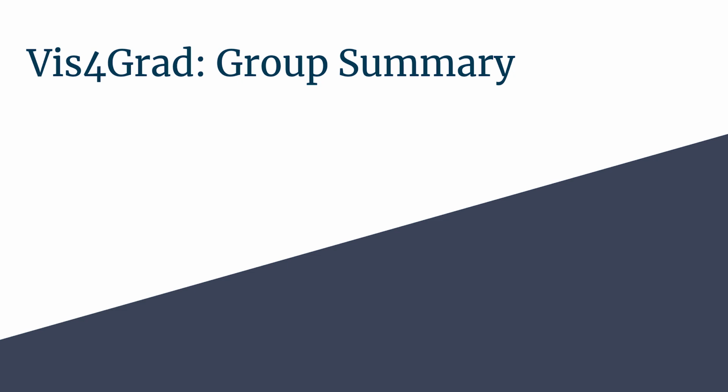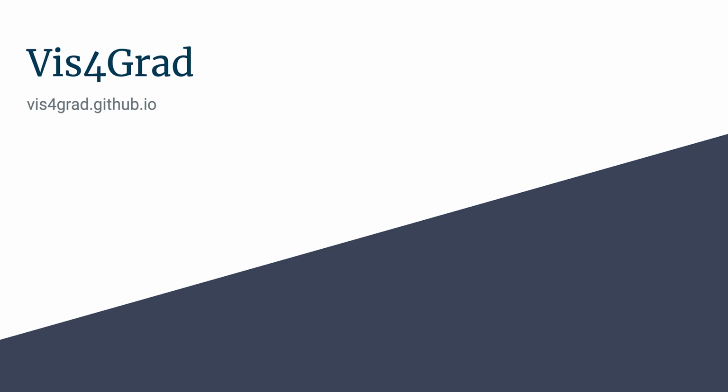This view and associated tutorial will become available once all independent reviews have been completed. Until then, the group summary will remain disabled. The Vis4Grad system is designed to support a reflective, bias-aware application review process for university admissions. For more information about the system, please visit vis4grad.github.io.